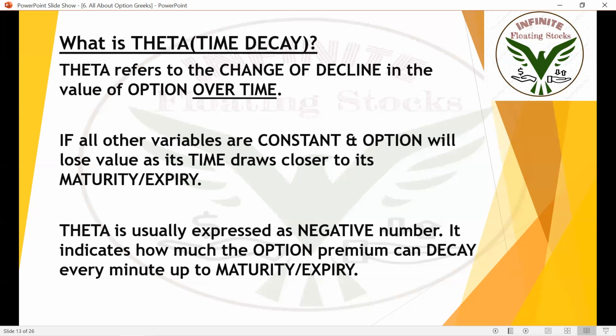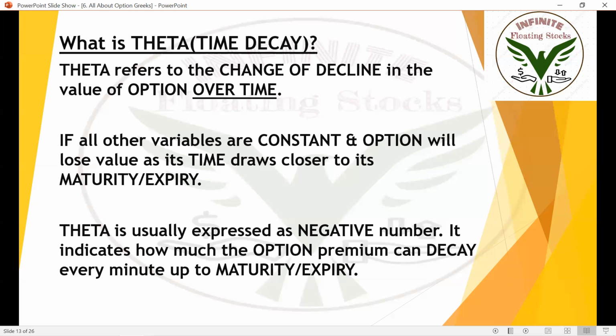So theta is usually expressed as a negative number. It indicates how much the option premium can decay every minute up to expiry, up to maturity. Just remember the Fortuner example, and keep in mind that the value of the option premiums will decrease in time.